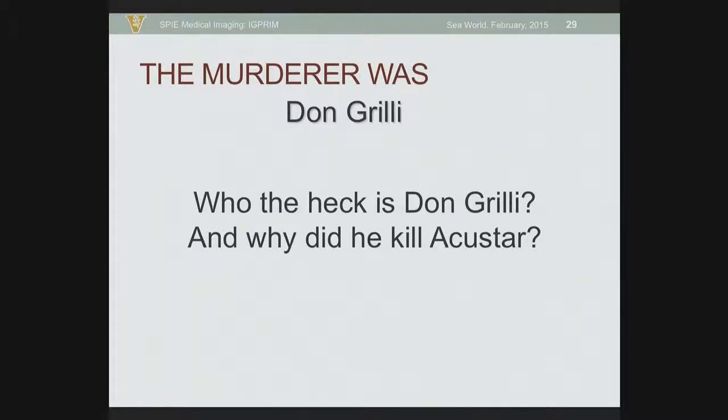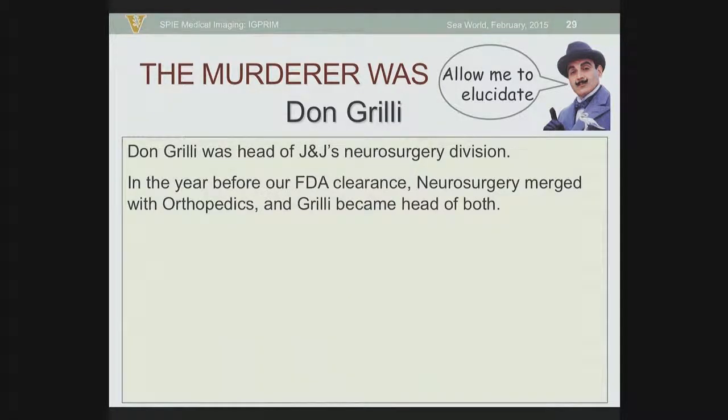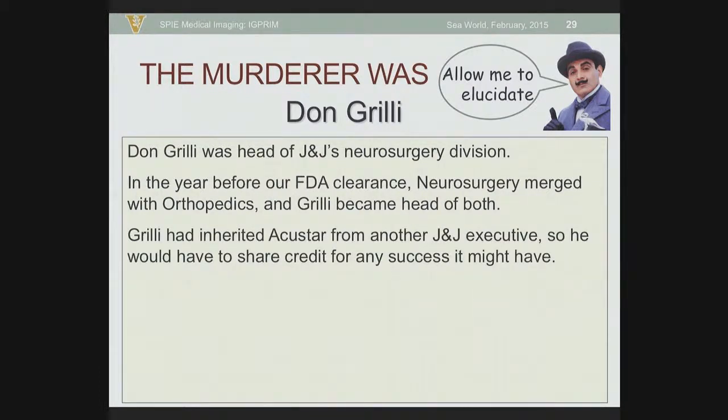Well, you know, when there's a murder mystery, you never can do better than to get the famous Belgian detective Hercule Poirot. So we get all the people in the room, and Hercule starts to talk, and he says, well, Don Grilly was the head of J&J's neurosurgery division. He had the power to do the killing. He had the weapon. What about motive? In the year before FDA clearance, neurosurgery merged with orthopedics, and Grilly became head of both of them. I had a mole in the company that gave me all this information, by the way.